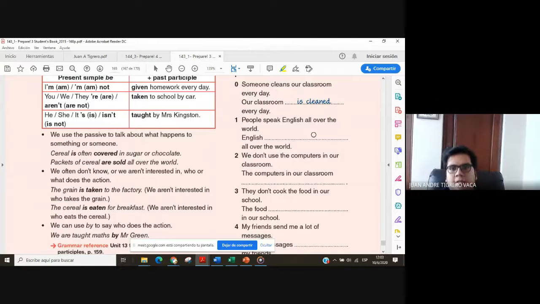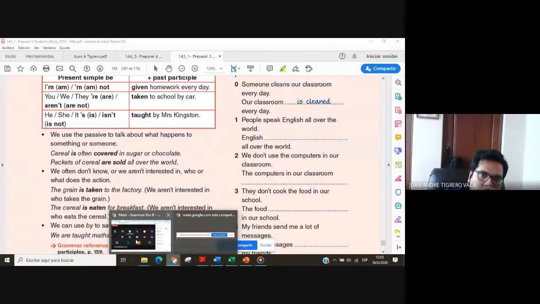Okay, but in this case, what we are looking for with this exercise is that you know that you have to use the verb to be and the past participle of the verb. Okay, so if you put English is spoken all over the world, that's fine. Very good. So the key is that you use is and spoken as the verb in past participle. Right, let's go to the next one.